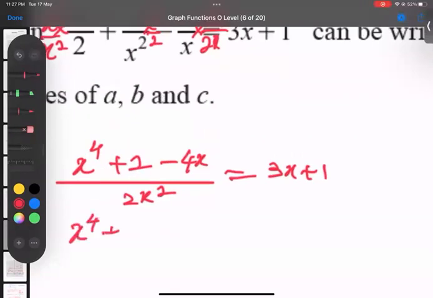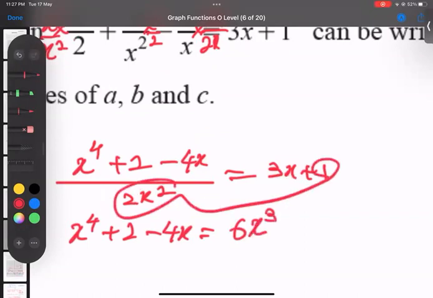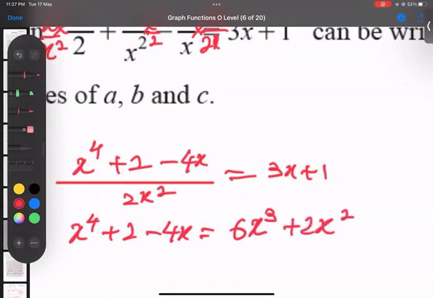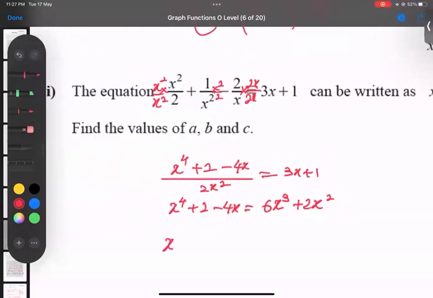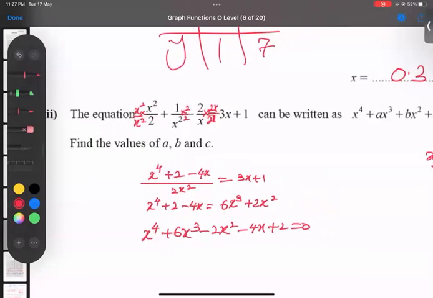X to power 4 plus 2 minus 4x, and 2x square into 3. So 3 2s are 6, x square into x becomes x to power 3, and 2 into this one, 1. So the same answer comes. Now rearrange. First x to power 4, I'm copying, then bring 6x cube in order. Then 2x square comes at the end, negative 2x to power 2. Then I'm writing negative 4x, then plus 2. So I have done all the order.